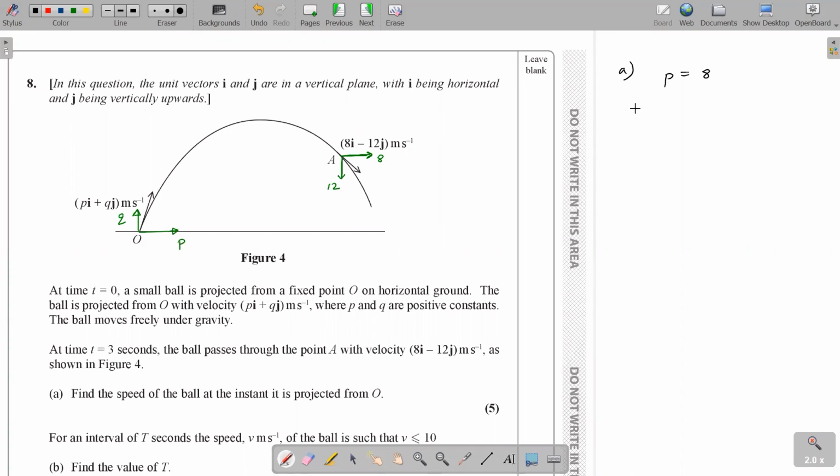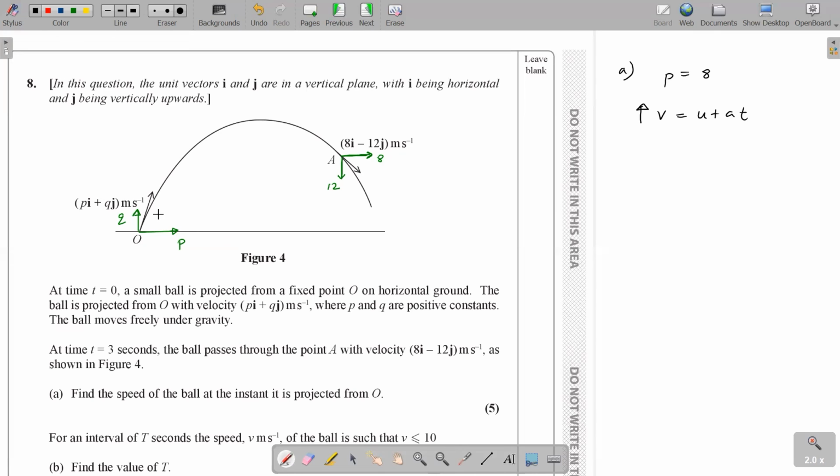We can use V equals U plus at, and we can apply it vertically upwards, or you can apply it vertically downwards, direction of your choice. Okay, so V equals U plus at. Are you with me? So V is the final velocity. I'm applying this in the vertical direction. Only the vertical components are considered.